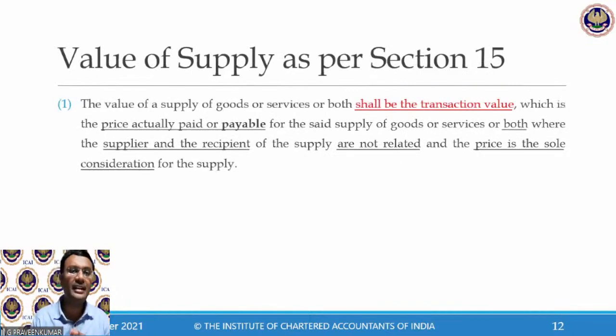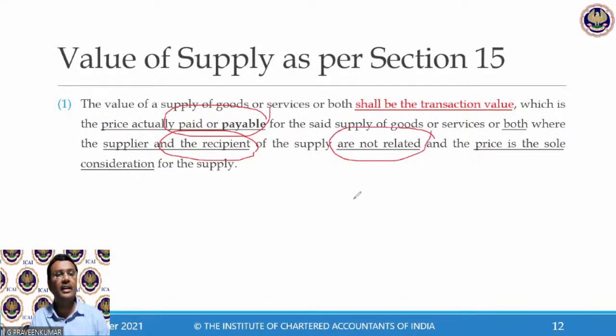To start with section 15, subsection 1. My transaction value, that is the value of supply of goods or services, shall be the transaction value where price is paid or payable. Where consideration is paid or payable for the same supply of goods or services, or both, where supplier and recipient are not related. Supplier and recipient are not related. Further, price is the sole consideration.